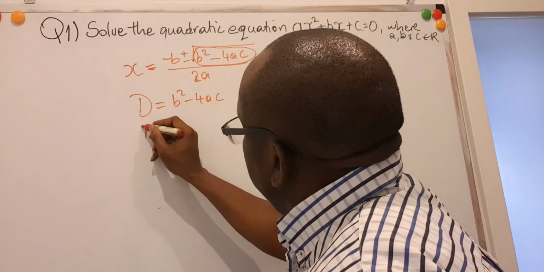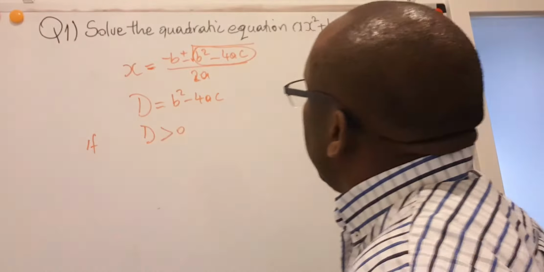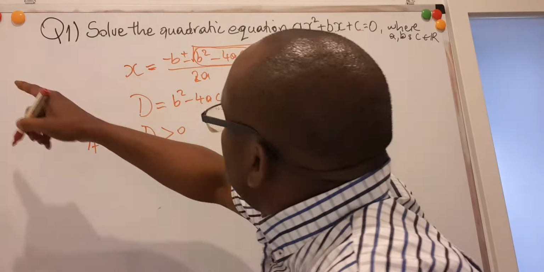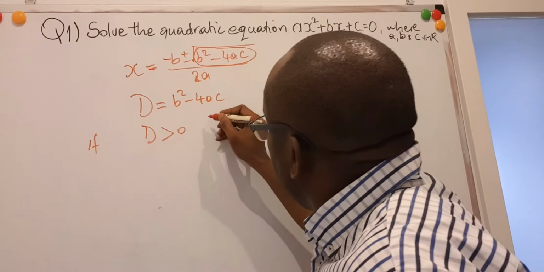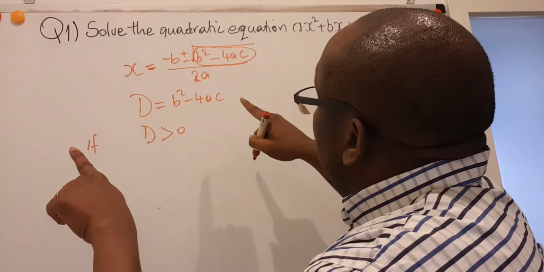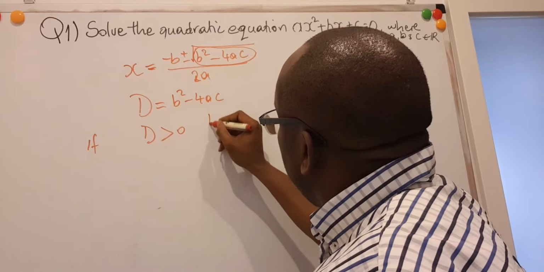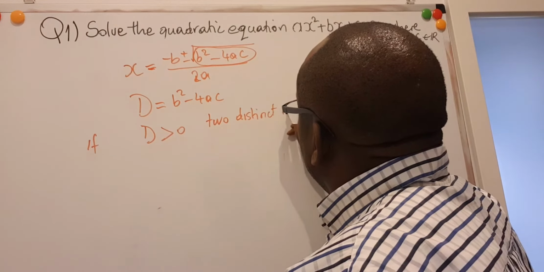So you would see that if d is greater than 0, if d is a positive number, like 2, like 3, like 4, then the square root of d exists, and it's going to be plus or minus. So in that case, you get two separate roots, one with the plus and another with the minus. So we get two distinct roots.